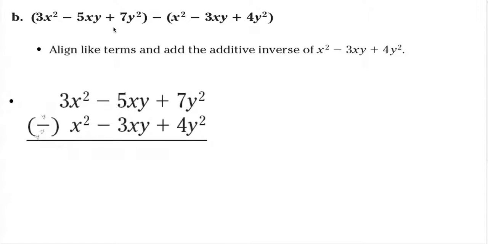So we have 3x squared minus 5xy plus 7y squared. There you go. We just copied it down. And then we are lining up x squared minus 3xy plus 4y squared right here. We're lining up all the like terms. And then what we did before, we are going to distribute the negative 1. Remember that there is an invisible 1 here, right there. And we are going to distribute that to x squared minus 3xy plus 4y squared.